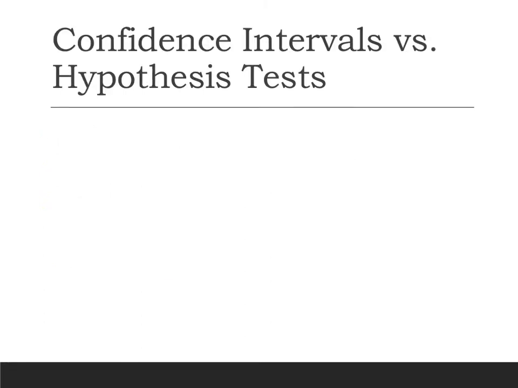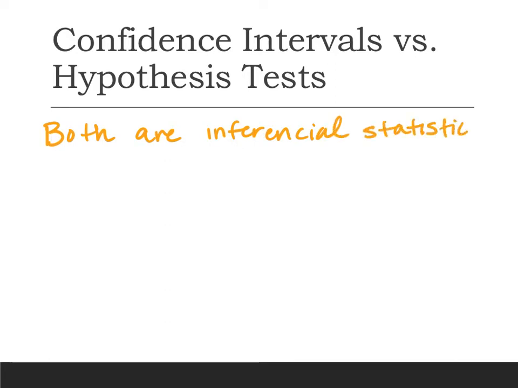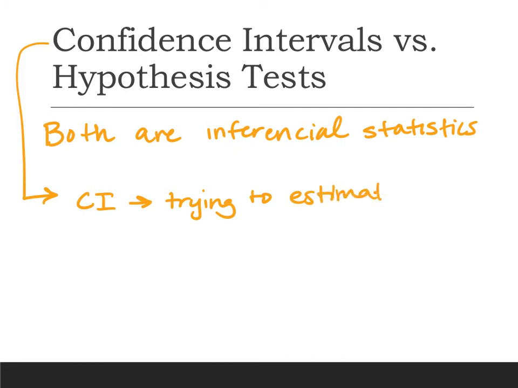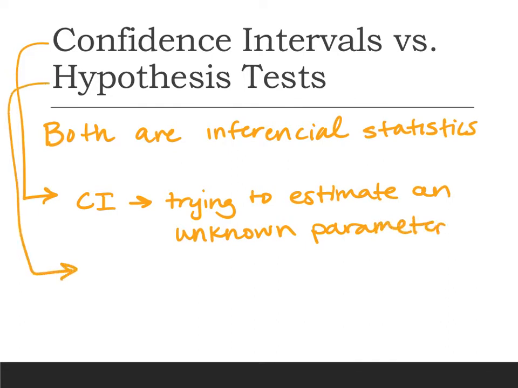To start off with, the first thing I want to do is talk about the difference between a confidence interval and a hypothesis test. So in both cases, these are what we've been calling inferential statistics. But in a confidence interval, we are trying to estimate an unknown parameter. But in a hypothesis test, what we're doing is we're actually testing a sample to see if it's significantly different.